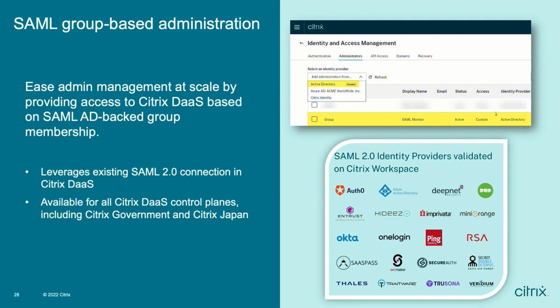Also late last year, we announced a GA of Azure AD group-based administration for Citrix DaaS, and that allowed customers to manage access to the DaaS admin consoles based on their Azure AD group membership. So to build upon this, we made SAML AD group support available for non-Azure AD customers. This allows organizations to manage access to the DaaS admin consoles based on AD group memberships. This leverages the existing SAML 2.0 connection in DaaS and supports more than 20 SAML providers, with some of them shown here on screen. And this is available for all DaaS control planes, including Gov and Japan.